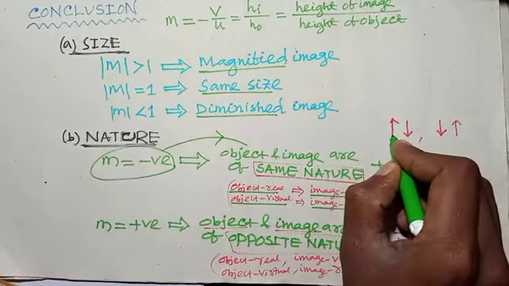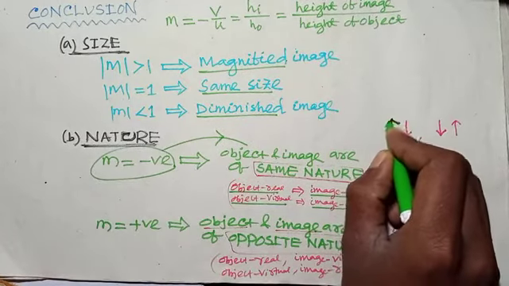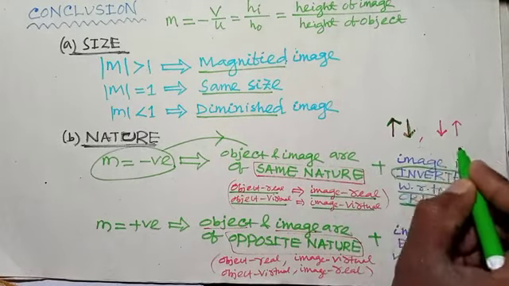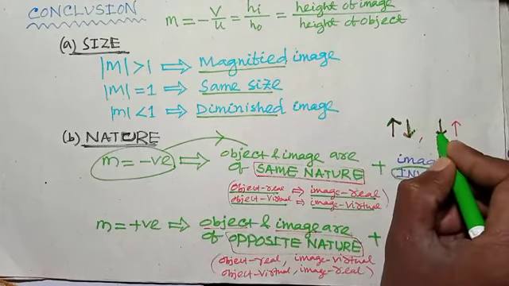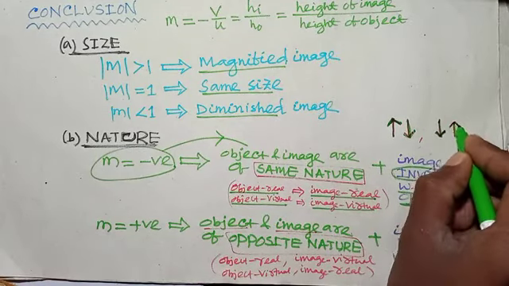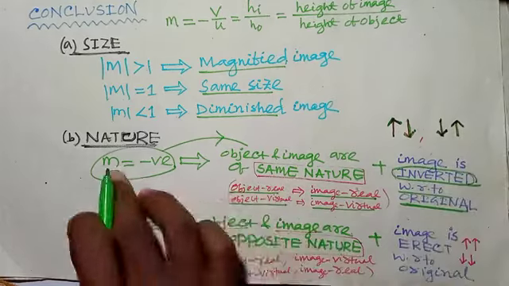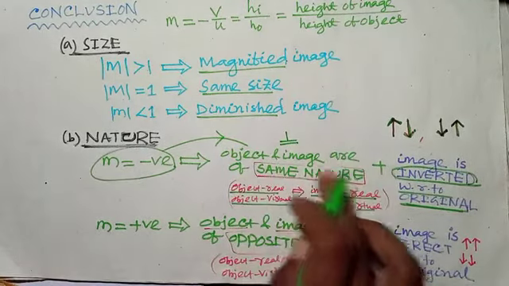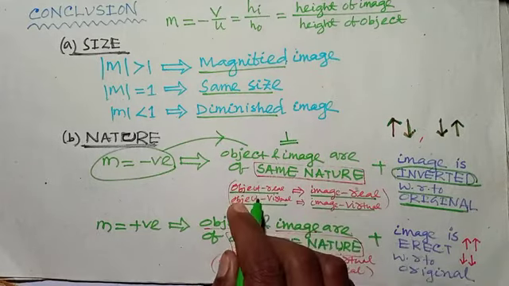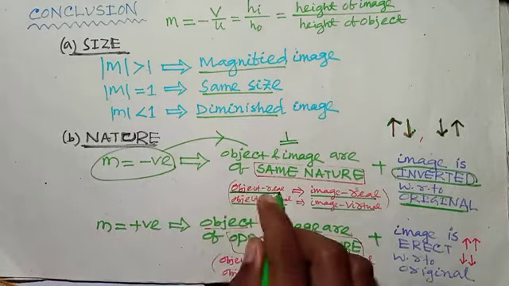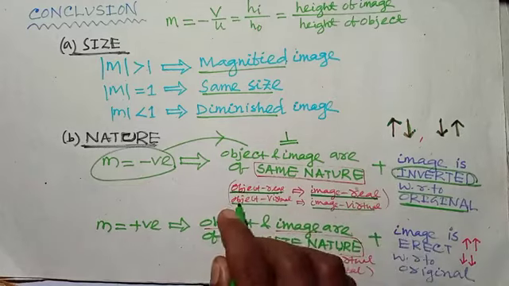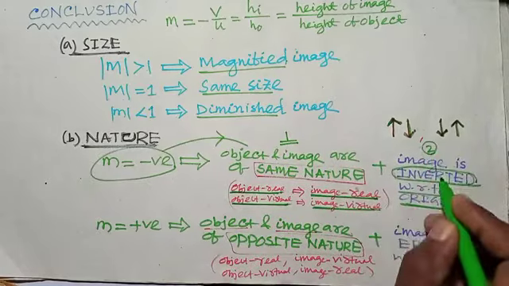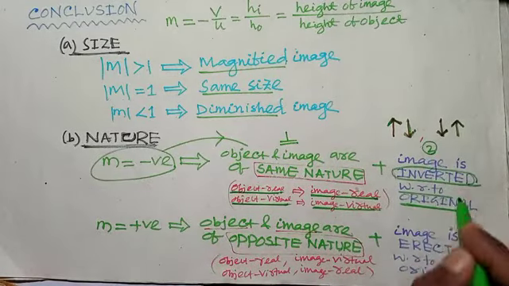If your original object was like this in upward direction, then your image will be in downward direction. If the object was in downward direction, then your image will be in upward direction. Negative M means two things. One thing is object and image are of the same nature. That means when the object is real, your image will also be real. When the object is virtual, your image will also be virtual. This is point number 1. Point number 2 is that the image is inverted with respect to the original one.